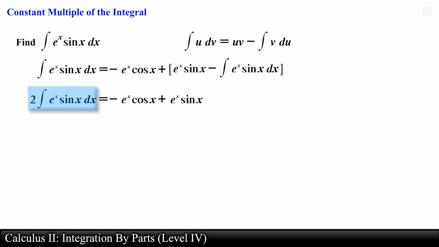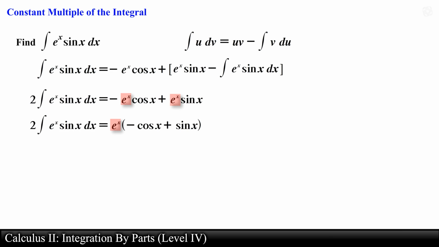So doing that, we obtain 2 times the integral of e to the x sine of x dx is equal to negative e to the x times cosine of x plus e to the x sine of x. And now we factor out an e to the x on the right side of the equation, and then we solve for the integral that we originally were looking for by dividing by 2 on both sides of the equation. And finally, adding the constant, we see that the final answer is equal to 1/2 times e to the x times the quantity negative cosine of x plus sine of x, plus c.